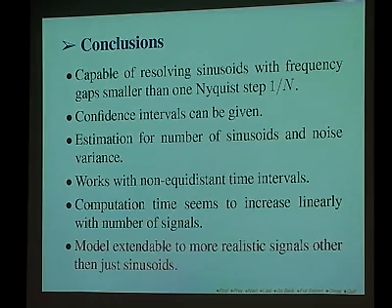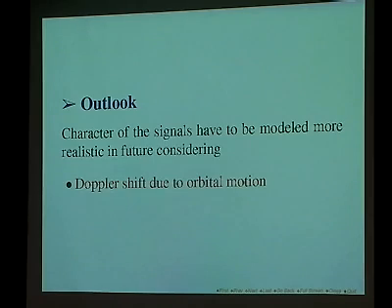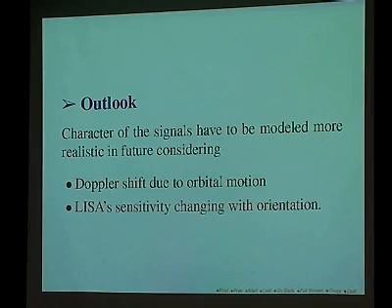And so the model needs to be expanded to more realistic signals, and so the outlook is to make the signals more realistic, to include the Doppler shift due to orbital motion, and also laser sensitivity changes with orientation. So it's much more complicated, I know. But this is just to sound out the possibilities to use reversible jump techniques on this. But I know the difficulties here.